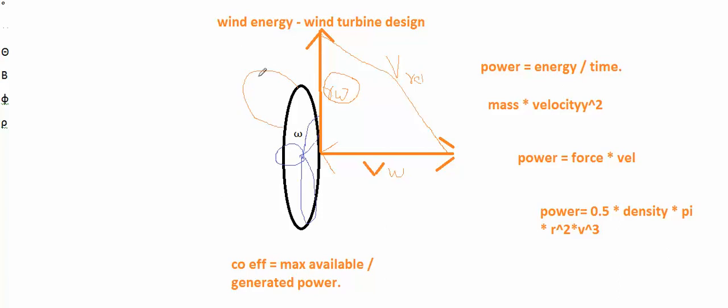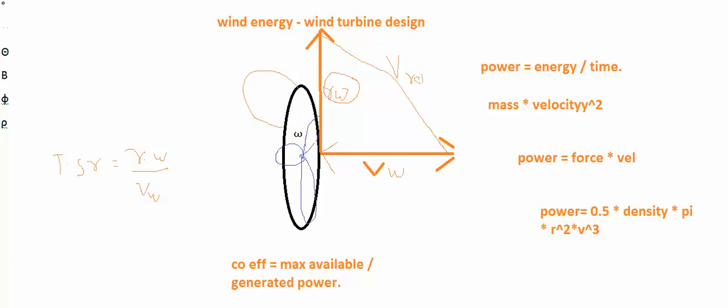Now what is tip speed ratio? Tip speed ratio is extremely important. Tip speed ratio is the ratio of the velocity at which this tip is traveling to the velocity of the wind. So it is r times omega divided by the velocity of the wind.